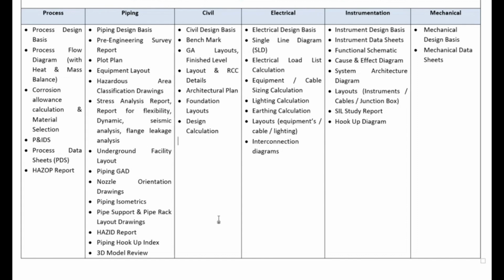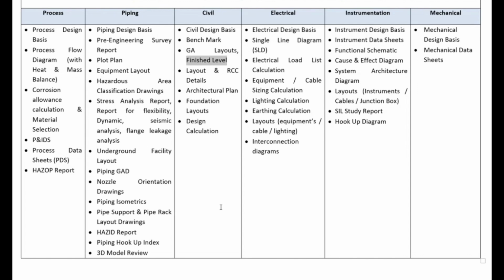So like this, the finished levels for each facility are identified there, correct? This is about at what height each facility will be from the existing ground level. For example, suppose for road level, you say the road will be 300 mm above. So what will you say? Plus 300 mm from the existing ground level. Like this, the general finished levels are considered.